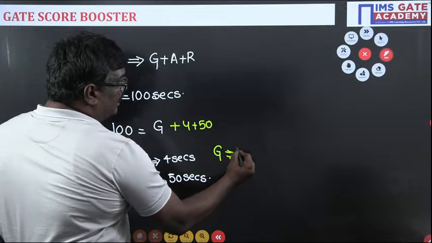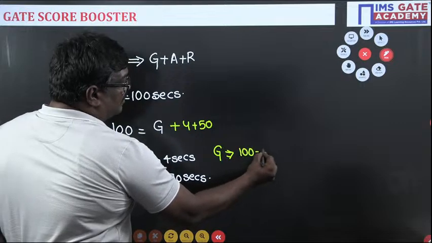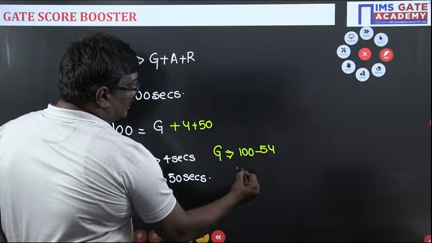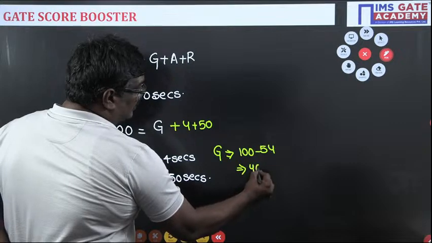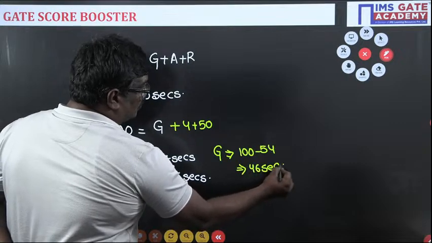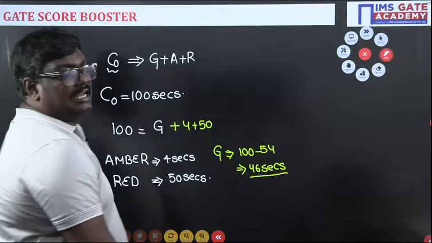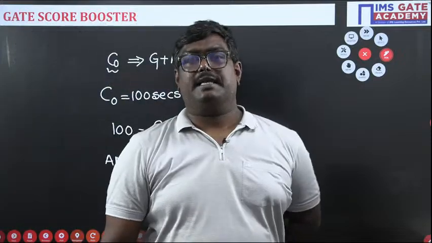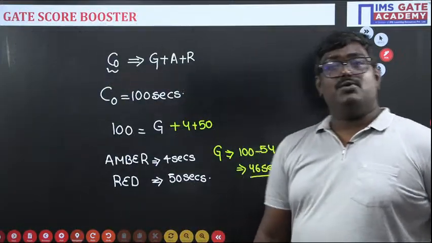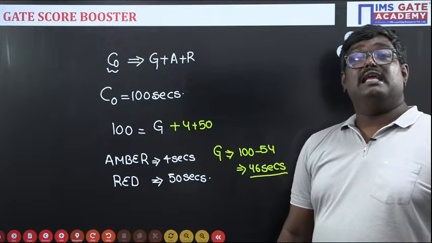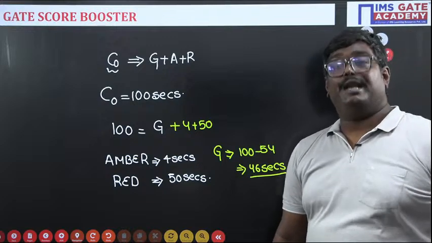Green time will be equal to 100 minus 54, that is equal to 46 seconds. What is the green time, sir? Green time is nothing but the 46 seconds. But let me tell you what they have asked you, sir. They have asked you the effective green time.